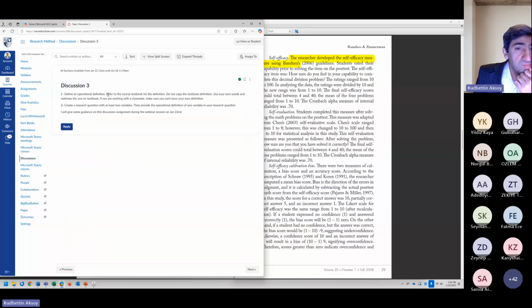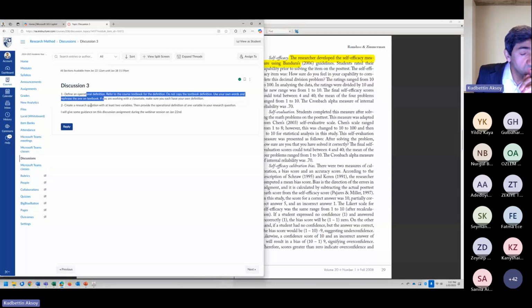It's in your textbook, it's simple. Don't copy the textbook definition, rephrase. And if you are working with a roommate, husband, wife, it's okay if you work together. I encourage you to do so. It's good. Come up with your own definition. Don't copy paste this.